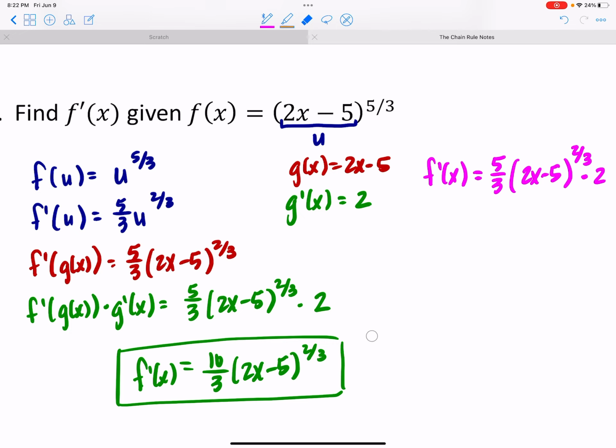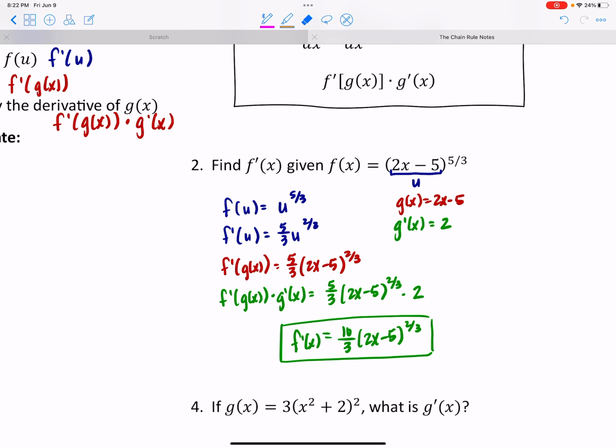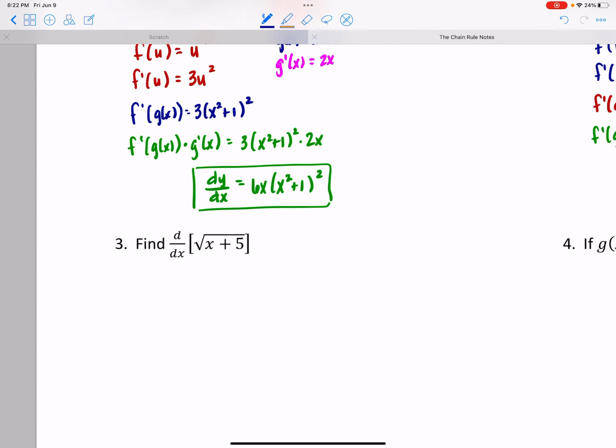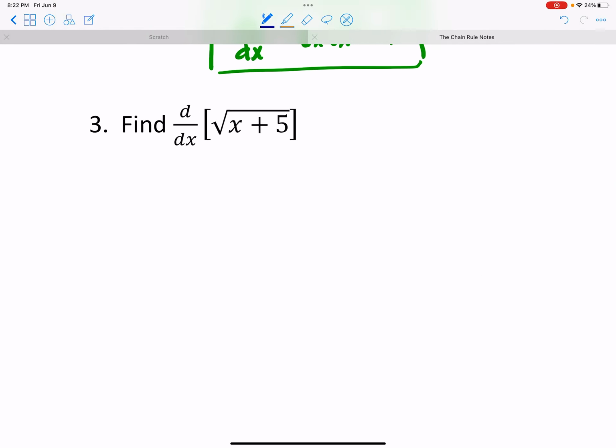So let me try to show you on the next one, and if it's a complete fail, we can go through the steps again, but hopefully we can work smarter and not harder. So we're trying to take the derivative with respect to x of this square root function.